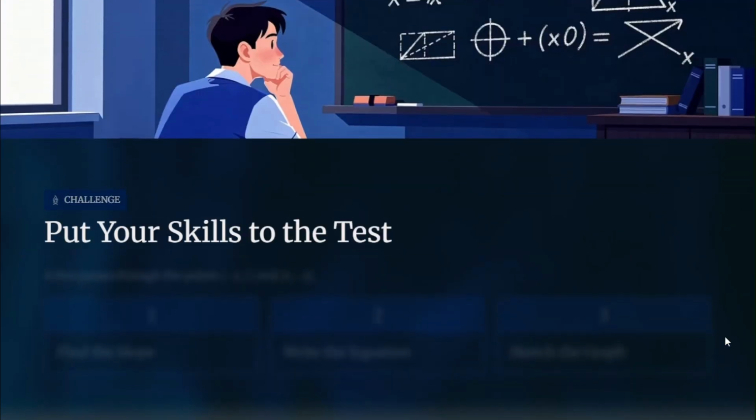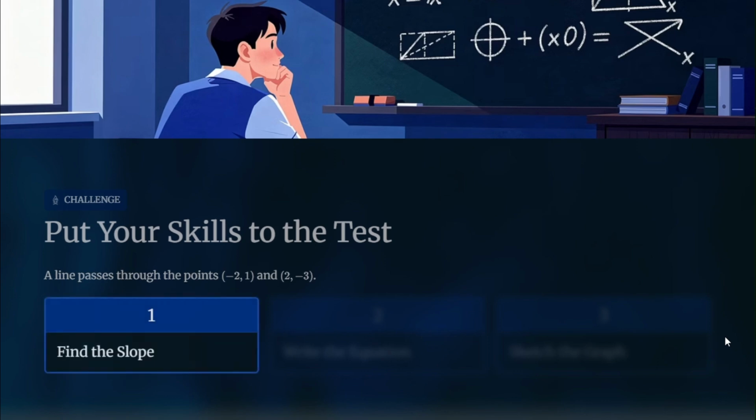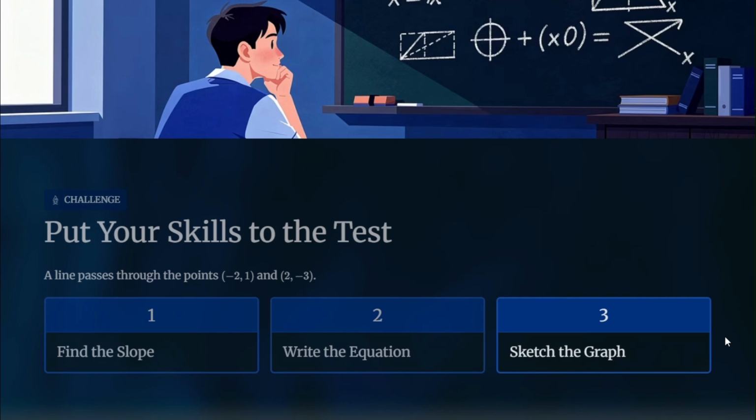Here's your challenge for today. A line passes through the points (-2, 1) and (2, -3). First, find the slope. Then write the equation, and finally, sketch the graph.